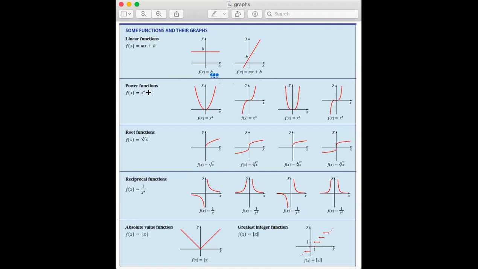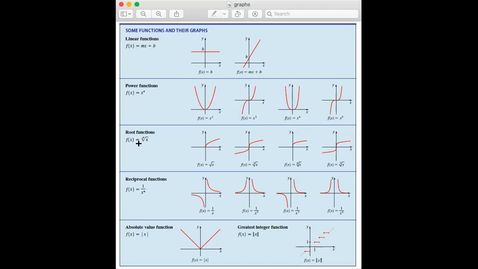For the second one, the power function f of x equals x to the n. If n is 2, the power n equals 2, it gives me f of x equals x squared. So f of x equals x squared looks like a parabola, like in the picture here. Now for f of x equals x cubed, the graph for this function looks like this. Same thing for x to the power 4 and x to the power 5.